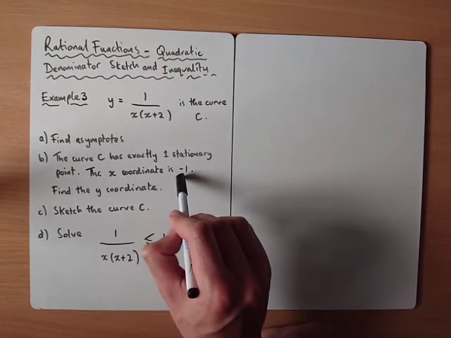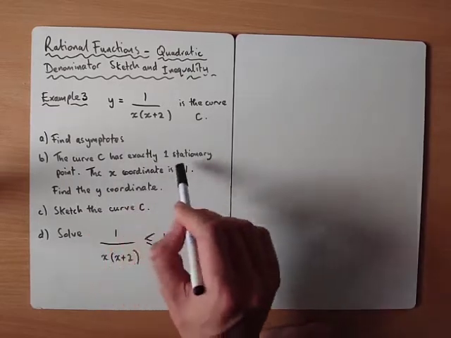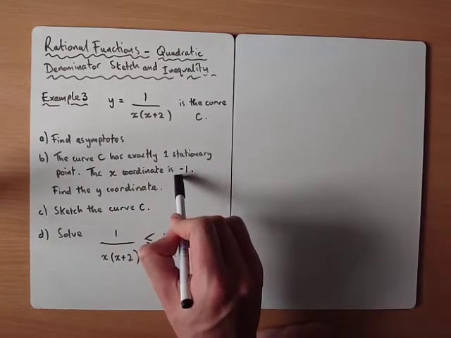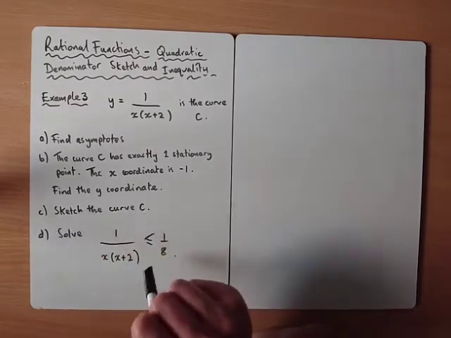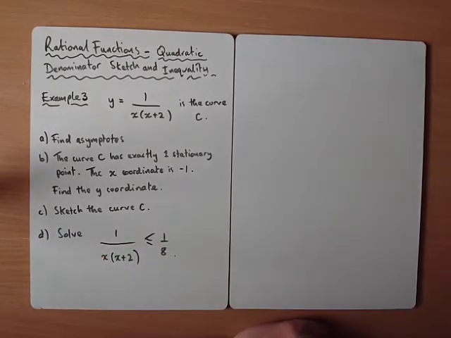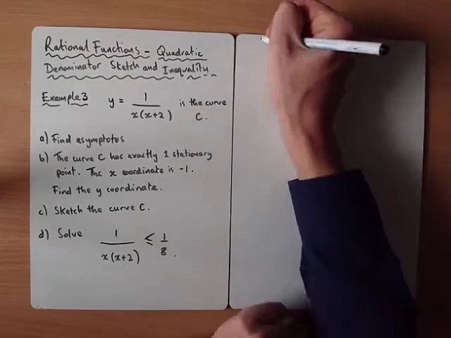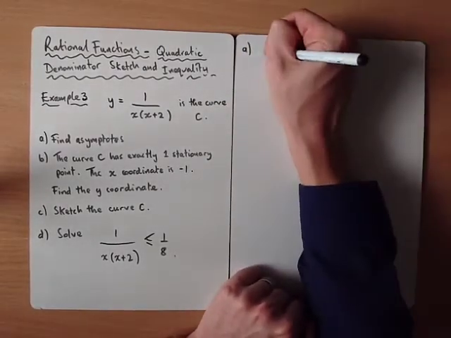So we know the x coordinate is minus 1. That's basically intended to help us with our sketch. If you know where the stationary point is, you can sketch it easier. Then sketch the curve and solve an inequality once we've got our sketch. So let's start with the asymptotes. Vertical.